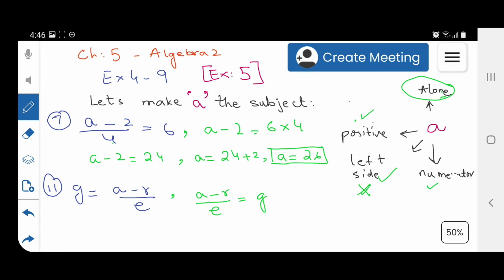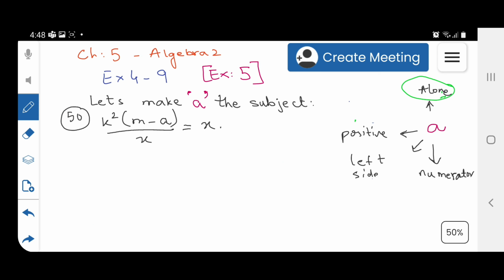So here this E is dividing the whole equation, so you are going to send it to the other side. EG, if you write in alphabetical order, because E and G will be multiplied. Now this R is getting subtracted, so on the other side it will be added. So you can say A equals EG plus R. This is the final answer. Now this is alone, this is on the left side, this is positive, and this is in the numerator.